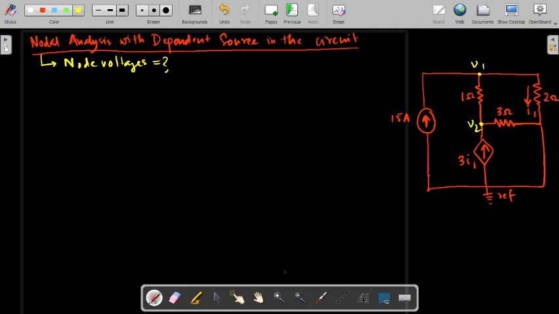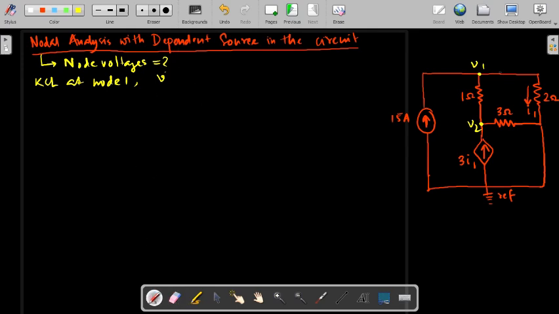Now I will go to the next step, that is we can apply KCL at the nodes. So KCL at node 1. At node 1, if I apply KCL, I am just writing it, you just try to match it, and if you do not understand then please tell me.